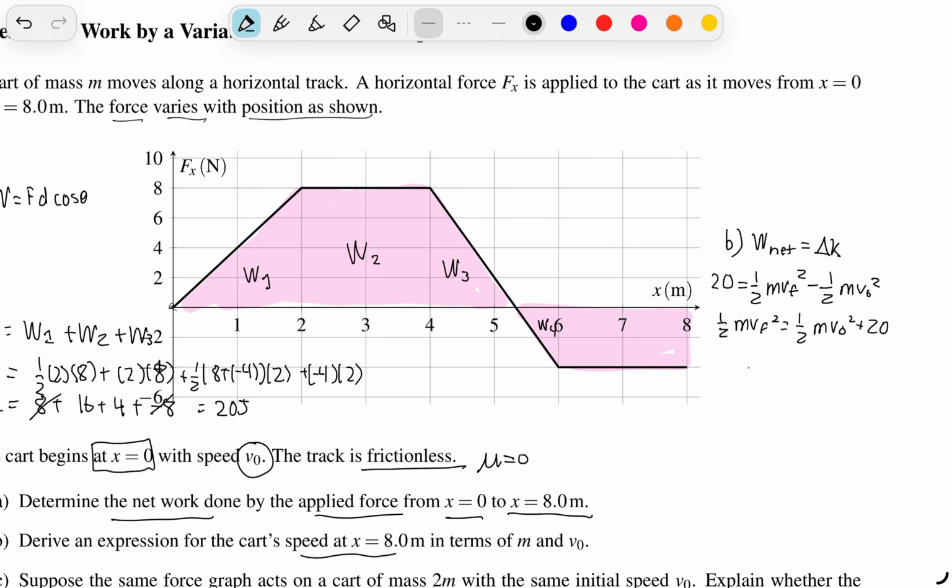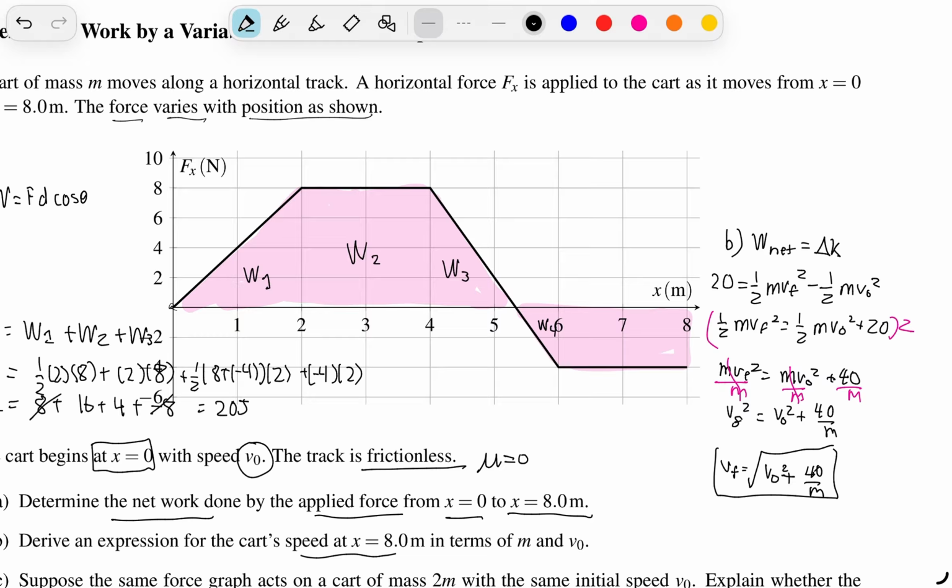So we can cancel out the 1/2 and multiply everything by 2. We get m vf squared equals m v initial squared plus 40. Then vf squared is equal to v initial squared plus 40 divided by m. We just divide everything here by m. Now we take the square root of both sides, and vf is equal to the square root of v initial squared plus 40 divided by m. So that is your answer for part B.